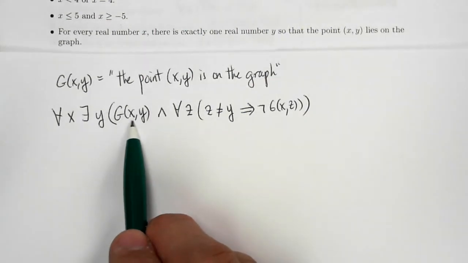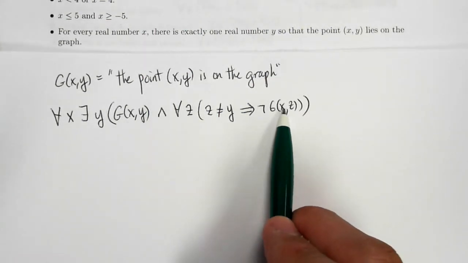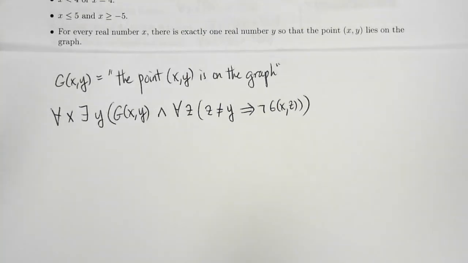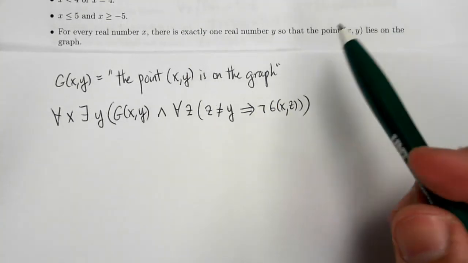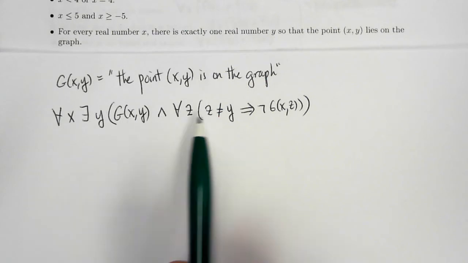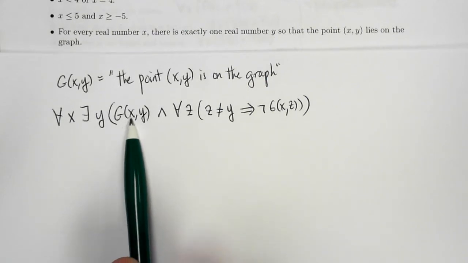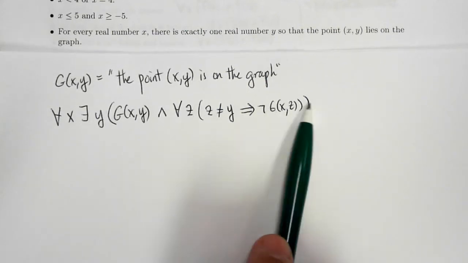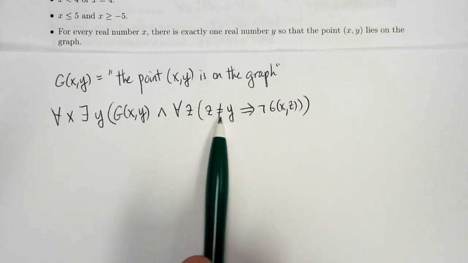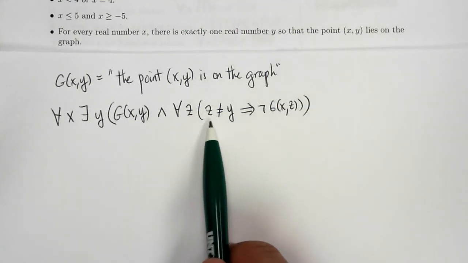So not only is the point (x, y) on the graph, but anything else with x is not on the graph. That would be the fullness of this: there's at least one point on the graph, and also there is exactly one point on the graph. Anything else besides y is not on the graph.